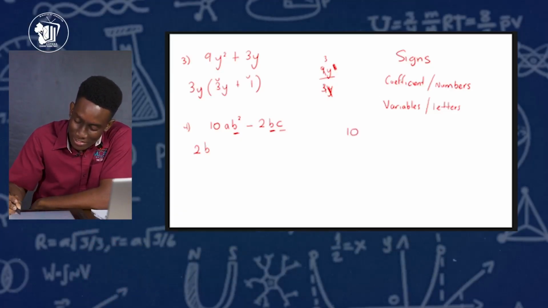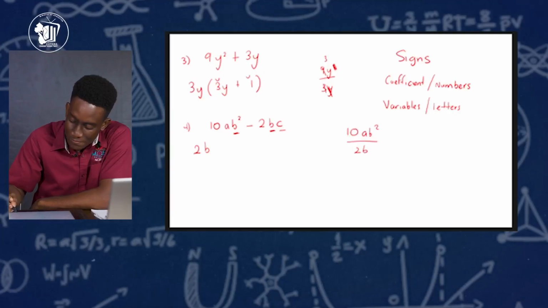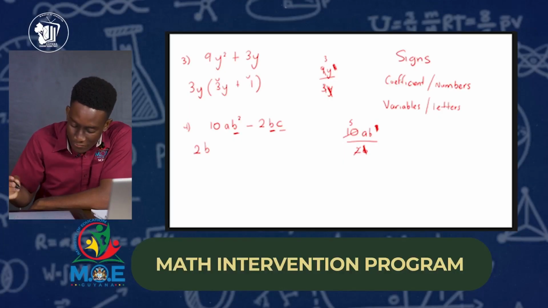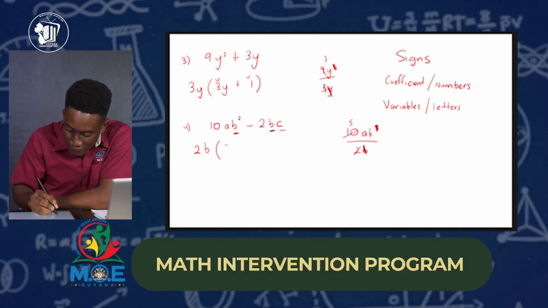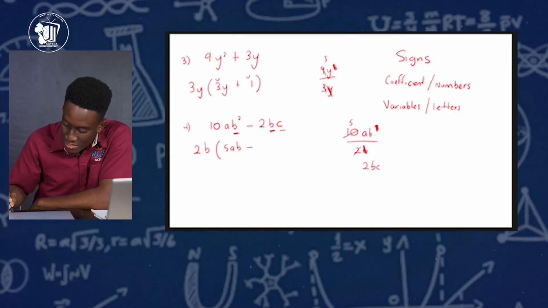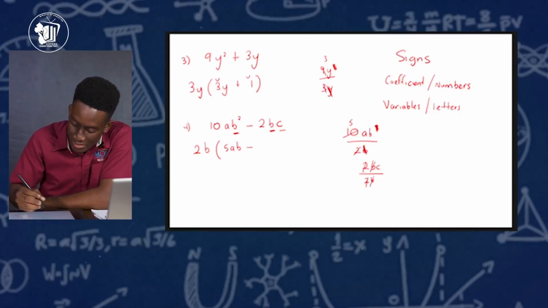So we have 10AB squared divided by 2B. 10 divided by 2 would of course give you 5. So this B will cancel out with one in the B squared. So we're left with, in bracket, 5AB. Subtract 2BC divided by 2B. So this 2 will cancel out with that 2. This B will cancel with that B. So we're left with 5AB minus C.